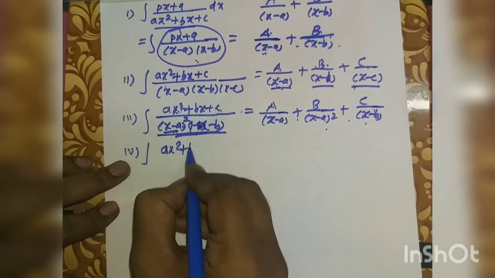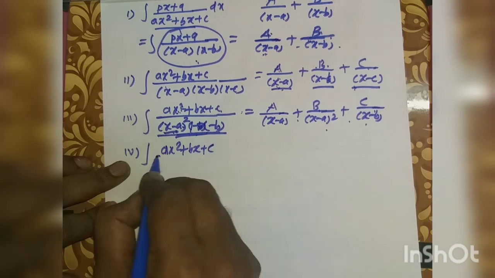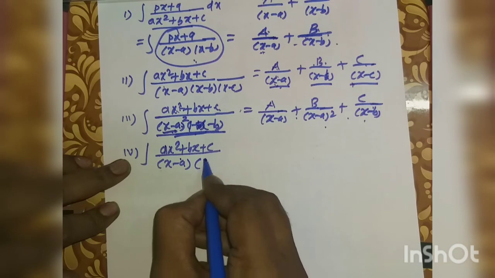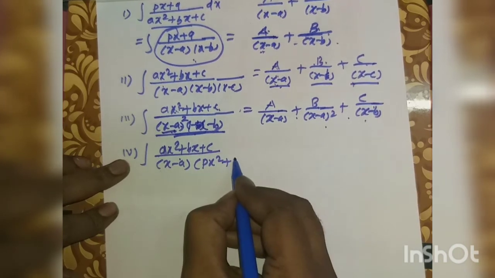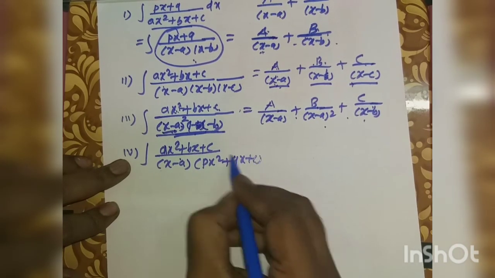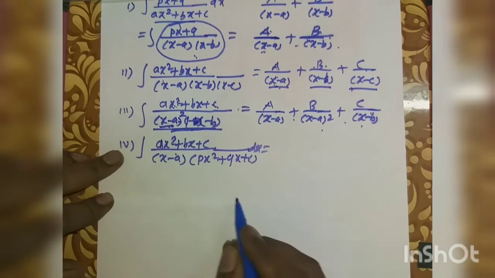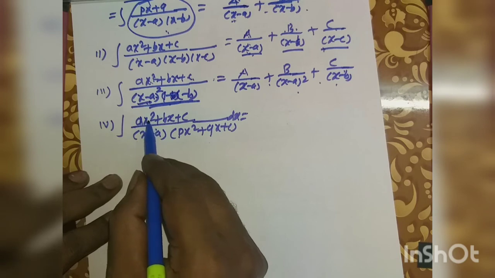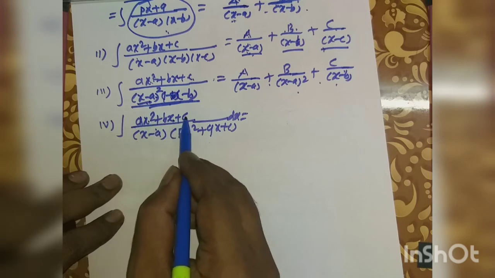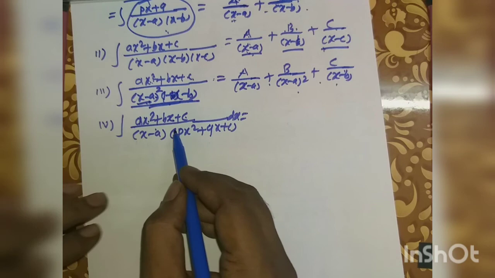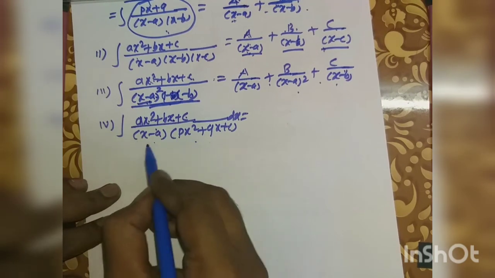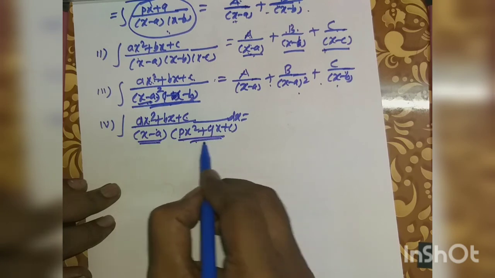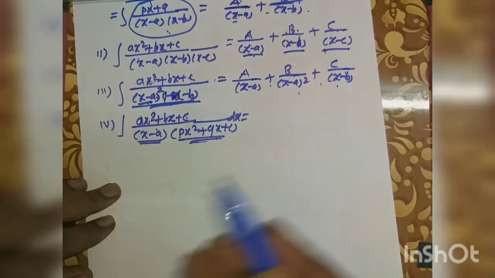ax square plus bx plus c divided by x minus a into px square plus qx plus c, dx. Here the numerator is constant. There are three possibilities: constant, linear equation, or quadratic equation. Its degree is less than the denominator, and the denominator consists of one factor and one quadratic equation. This quadratic equation does not factorize.